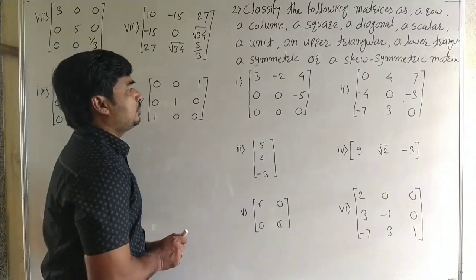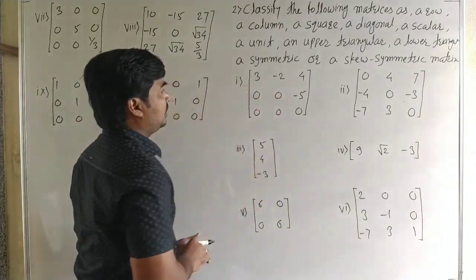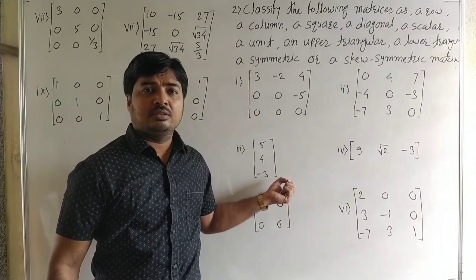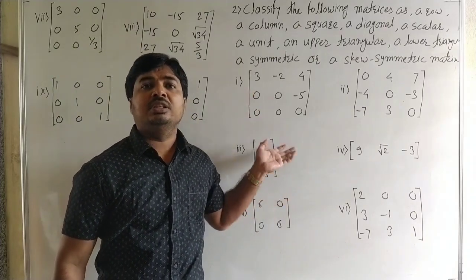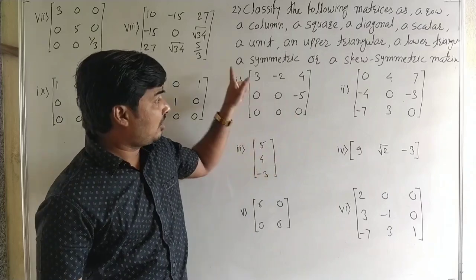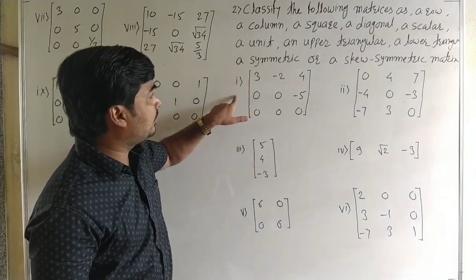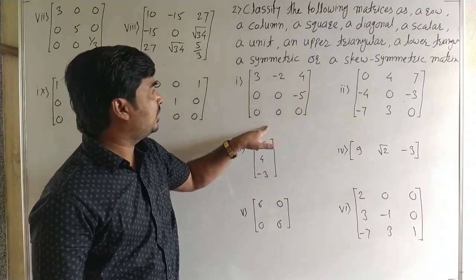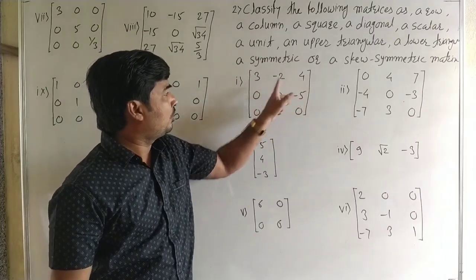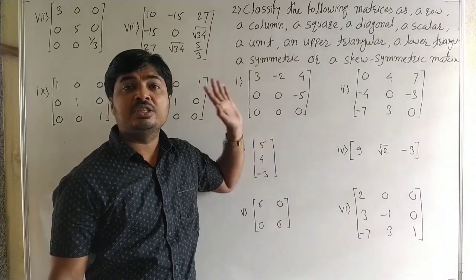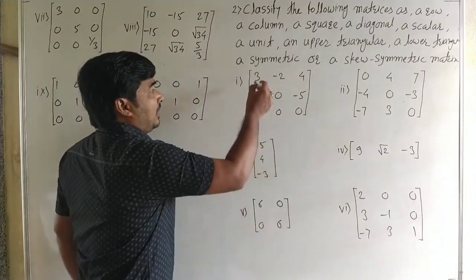Okay, now in this first example, see carefully. Here we use all the definitions that we discussed in the last lecture. Now in this first example, see carefully this matrix: 3, minus 2, 4, 0, 0, minus 5, and 0, 0, 0. Okay, here it is a diagonal.